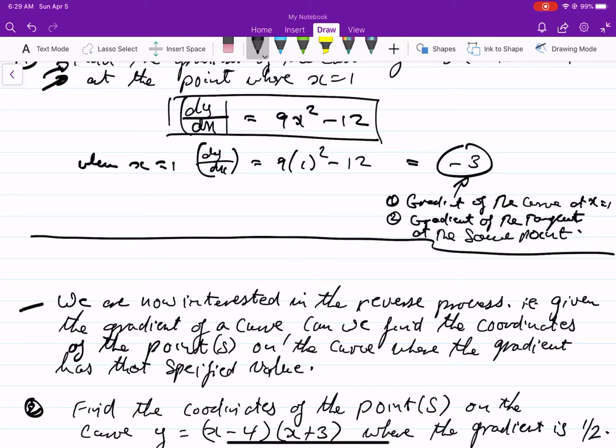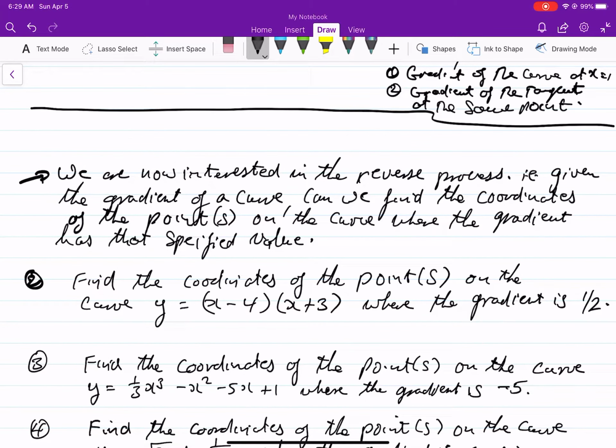Okay, let's come down here. We are now interested in the reverse process. That is, given the gradient of a curve at a point, can we find the coordinates of the point or points on the curve where the gradient has that specified value? Sometimes you end up with more than one point on a curve where the gradient has a certain value. Can we do that? Well, let's jump right in.